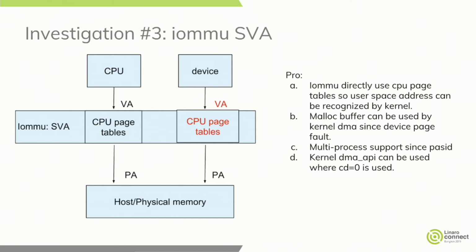Each process can be distinguished by the PASID, just the process ID. And now the kernel DMA API can be used at the same time as the user space API, since for the kernel we just use index 0.